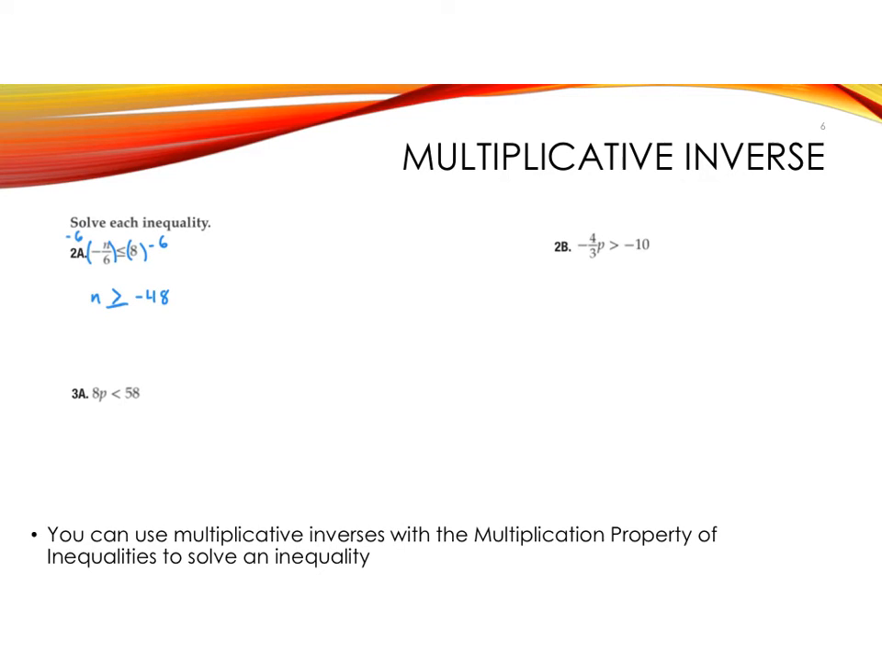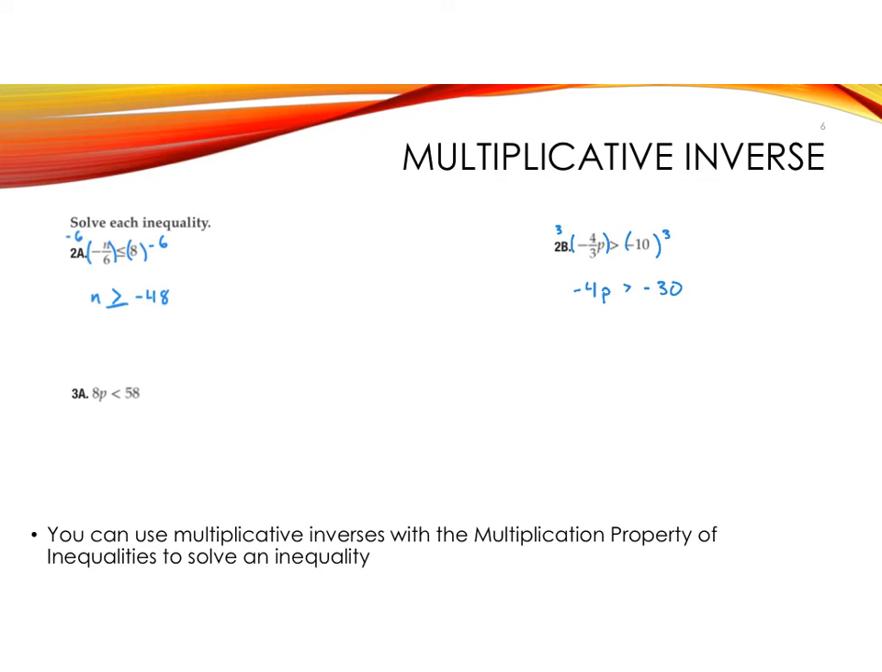Now let's do the next one. So again, we have a negative fraction. So I'm going to multiply both sides by my denominator. And this time I'm going to multiply both sides by a +3. You could do a -3, but just to give you the other side of the example, I'm going to do a +3. So now I have -4p is greater than -30.